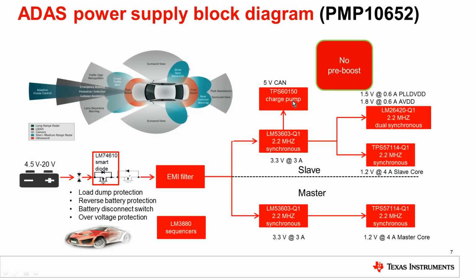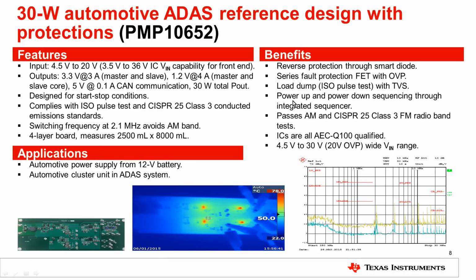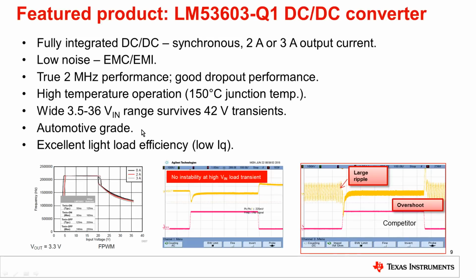and for 5 volt CAN communication you can just use a charge pump here. PMP10652 is a 30 watt ADAS system power design with EMI compliance. The design uses all parts which are automotive qualified. Further, all the DC-DC converters used in this system switch above the AM band. Also, we have used a 4-layer board for this particular design.